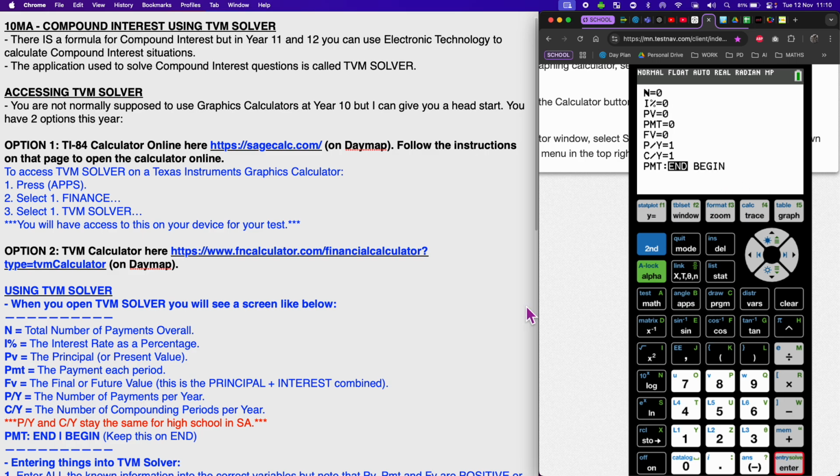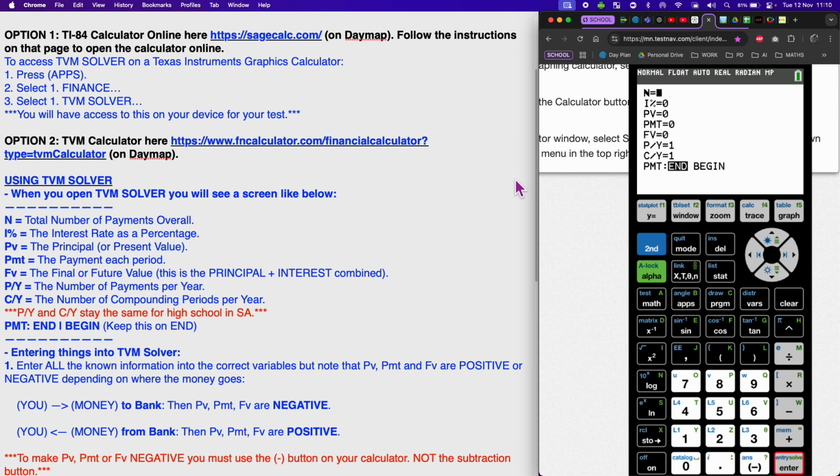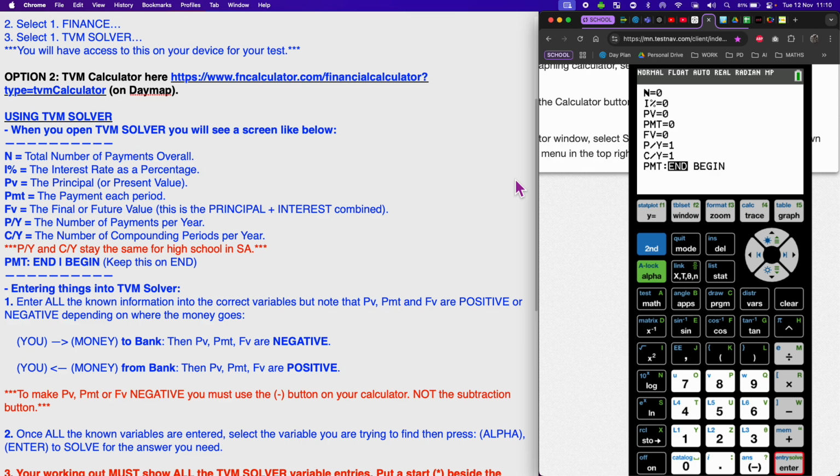All right. So just to repeat, if you don't need to note that down, that's fine, but I gave you instructions on how you access TVM Solver. You press apps, you press enter on finance, TVM Solver, okay? This is really where you need to get the notes because this is the hard going. When you see TVM Solver, do you see a screen that says N, I, PV, etc.? Can you see that on the right? Yes. You need to know what those mean, okay?